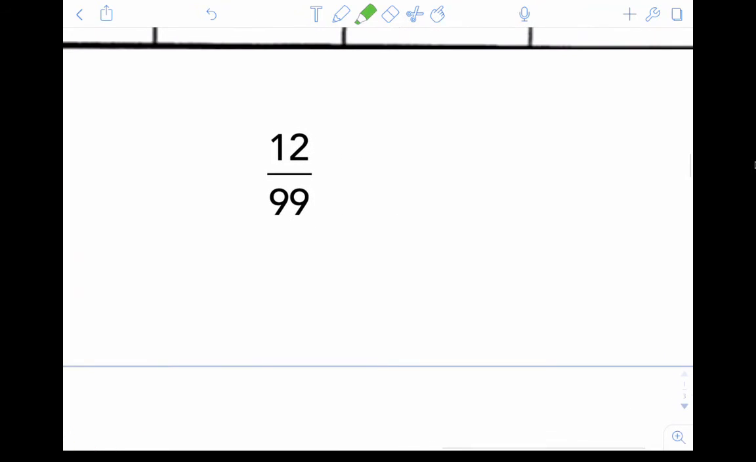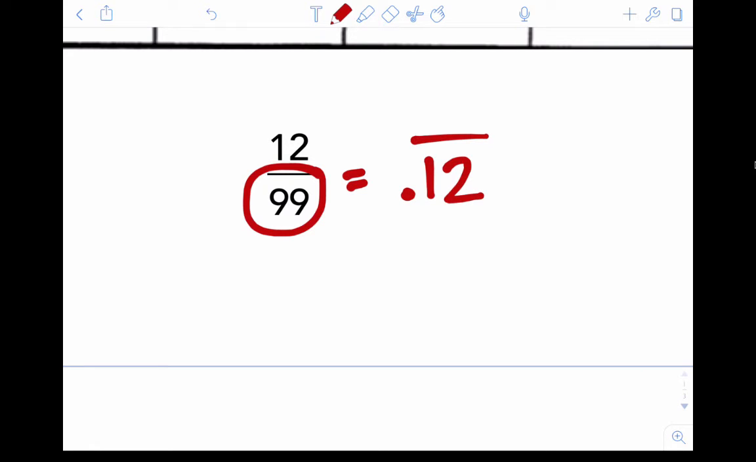All right, one more problem. 12 over 99. I could long divide that, but I could also notice the 99 in my denominator, which just means that 0.12 is going to be repeating. Whenever you have a 9 or multiple 9s in the denominator, the numerator is always repeating. So it's going to be 0.121212 going on forever.